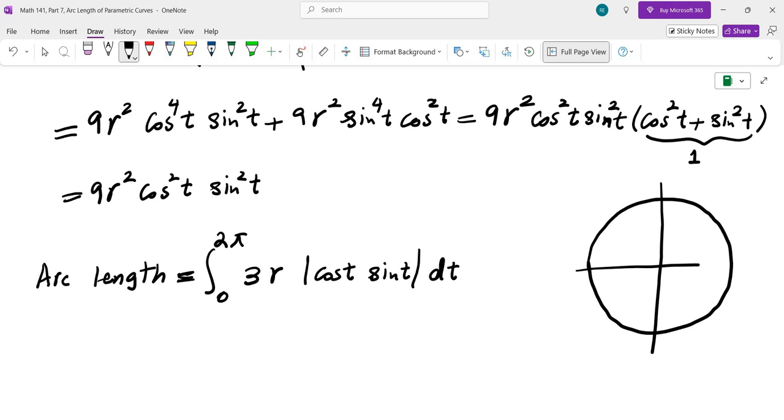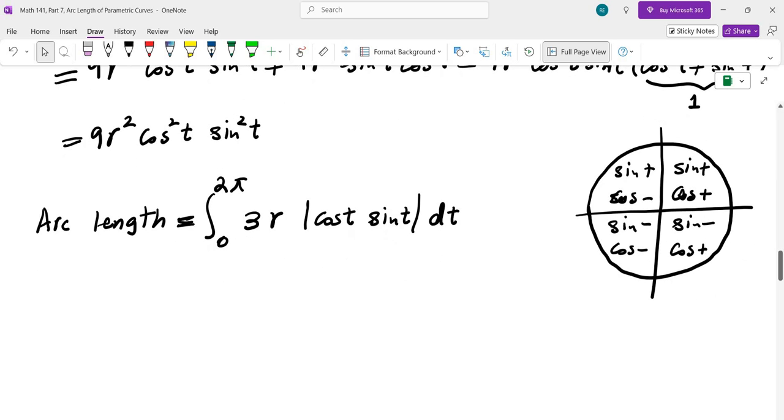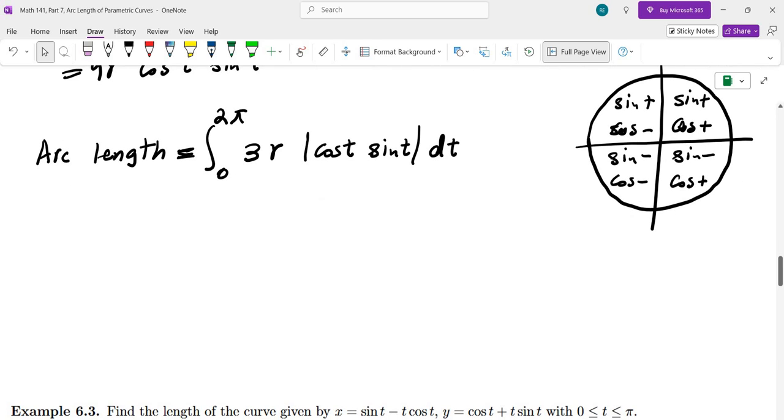So t goes from 0 to 2 pi. Sine here is positive, and here is also positive. Cosine is positive. Sine is positive here. Cosine is negative. Sine is negative here. Cosine is negative. Sine is negative here. Cosine is positive here. So as you see, the sign of cosine times sine is going to change from positive to negative to positive to negative. So we'll have to break this up into 4 different integrals.